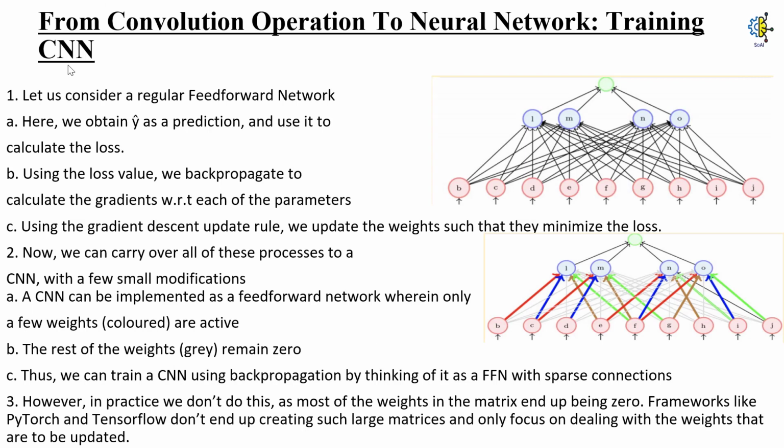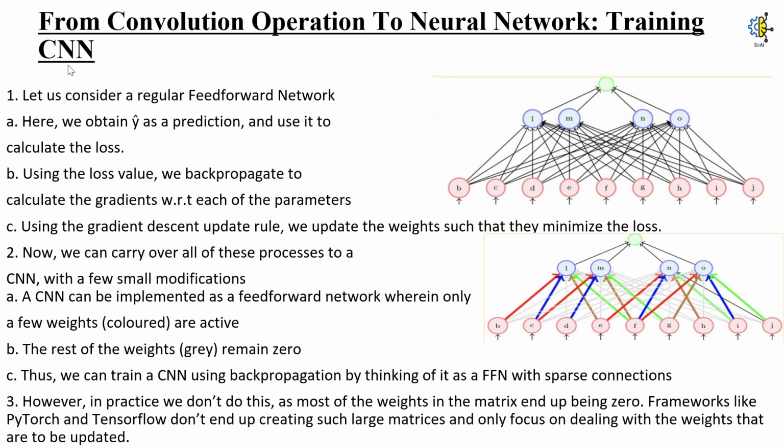Training CNN. Let us consider a regular feed-forward network. Here, we obtain y cap as a prediction and use it to calculate the loss. Using the loss value, we backpropagate to calculate the gradients with respect to each of the parameters. Using the gradient descent update rule, we update the weights such that they minimize the loss. Now, we can carry over all of these processes to a CNN with a few small modifications.